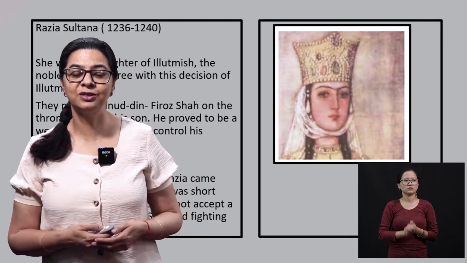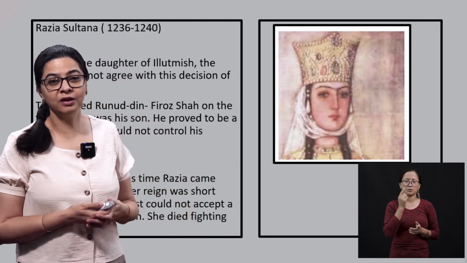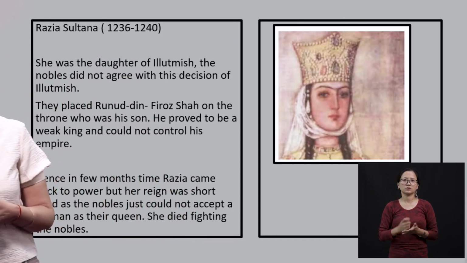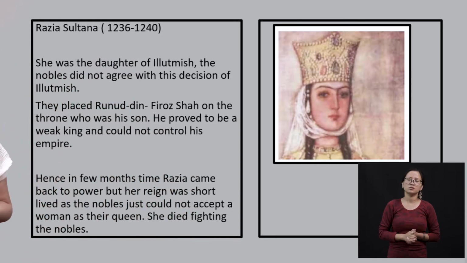But see, this is the first woman that we have, especially a Muslim ruler who is a woman, but she's not there for a very, very long time. As you can see, she was there for only 4 years, and even then the nobles did not accept a woman as the ruler. So she was the daughter of Iltumish, and the nobles did not agree with this decision of Iltumish. Iltumish knew that his son would not prove to be a good ruler because he was a weak king and could not control his empire.